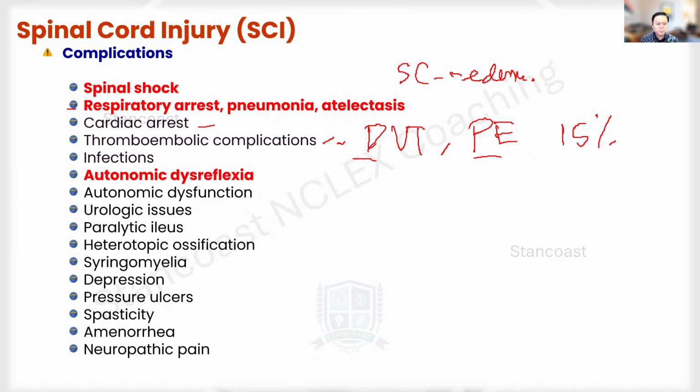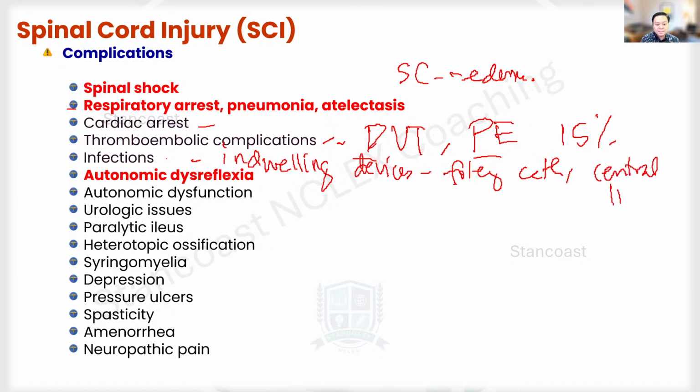Now, others would be infection. They are going to be susceptible to this because of the immobility, the compromise in immune function, or maybe because of the presence of those indwelling devices like a Foley catheter, okay? Indwelling devices, let's say a urinary catheter, Foley cath, or maybe a central line. These are known to be the entry points of infection.